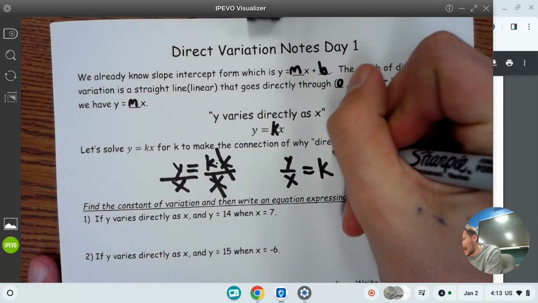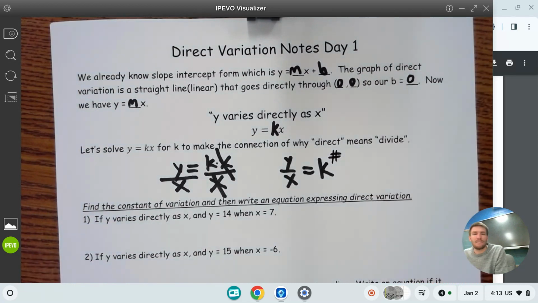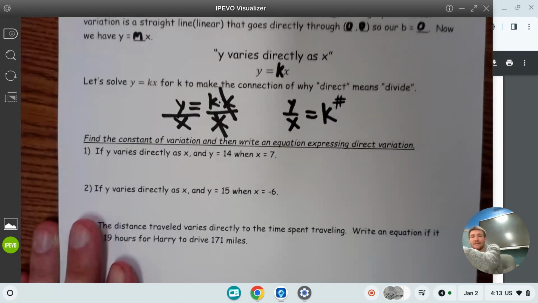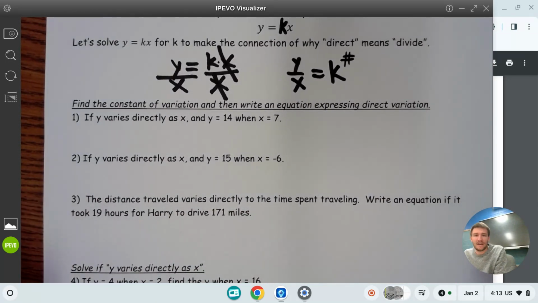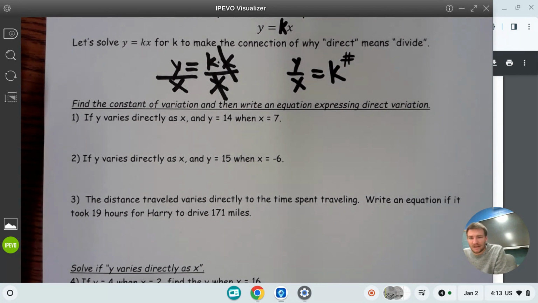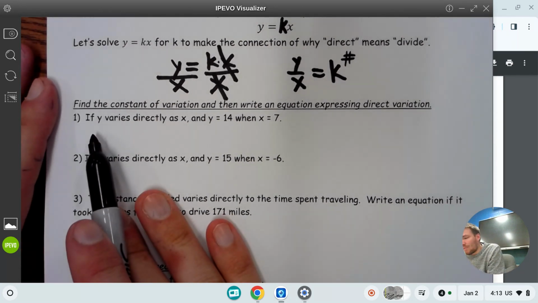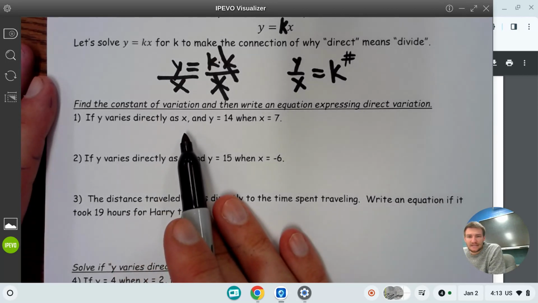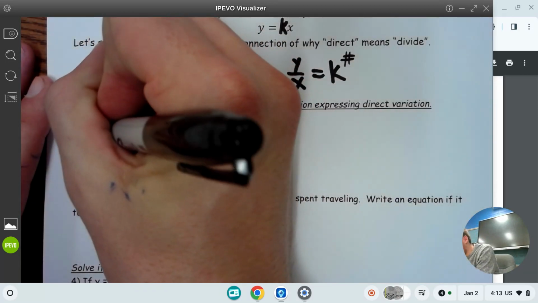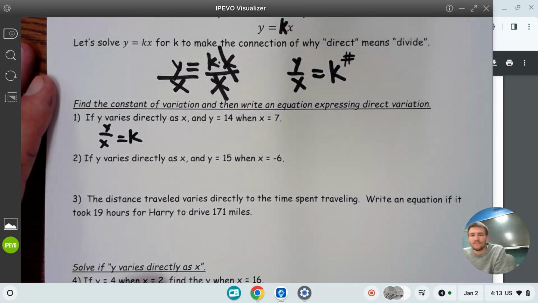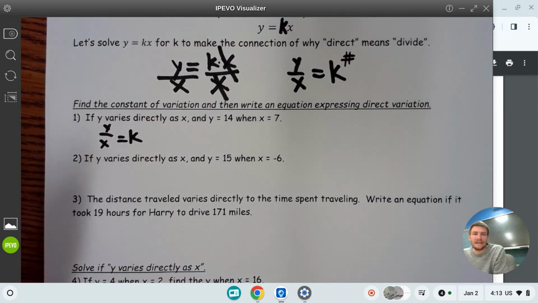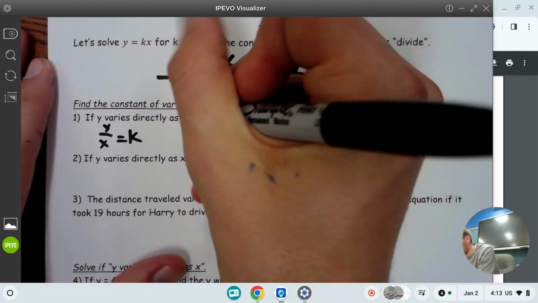And remember, k is just a number, okay? We're just using k generally. Now, this becomes really easy. Find the constant of variation, and then find the equation expressing direct variation. So, y varies directly as x. That tells me y divided by x equals k, because directly means divide. That is step number 1.